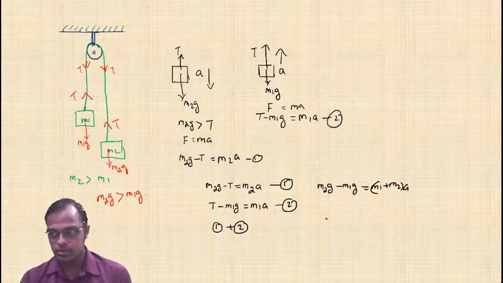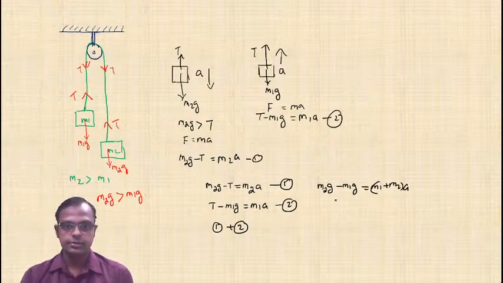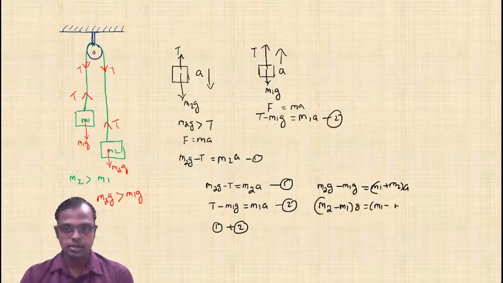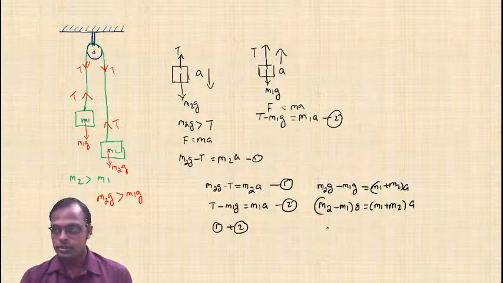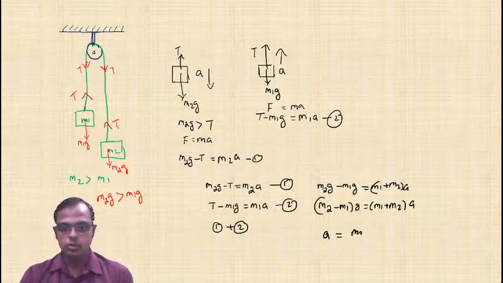Okay, Abdullah got the answer, I think. Is it a correct answer, Abdullah? Okay, so here you can write M2 minus M1 into G is equal to M1 plus M2 into A. Correct? Alright, very good. Rohit and Hridaya also typed the correct answer. So what is the acceleration formula? A is equal to M2 minus M1 into G divided by M1 plus M2.